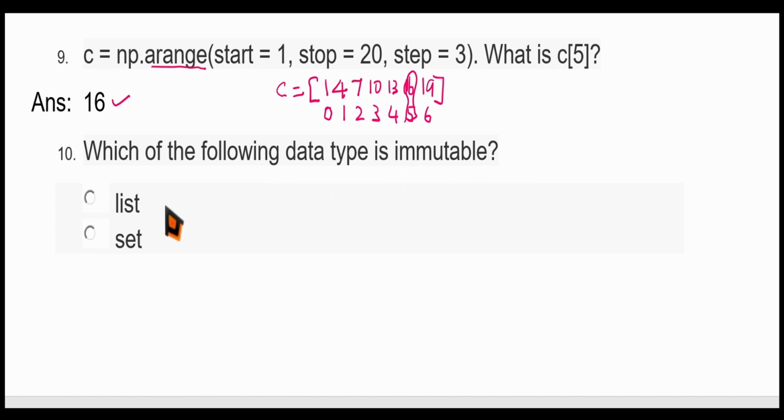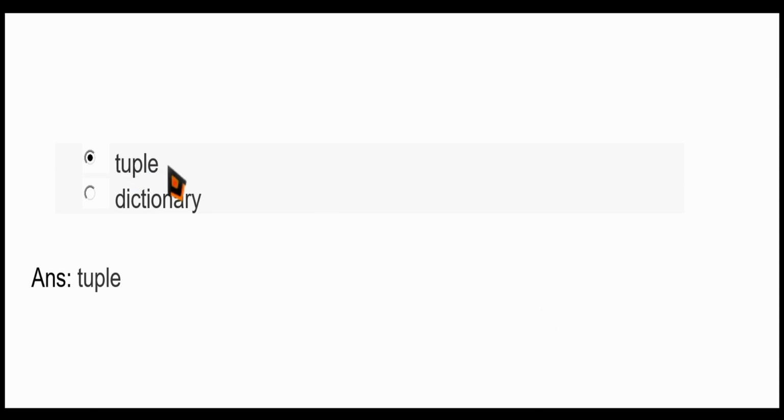Immutable means it may not be changed by the program. So in the list you can add values, you can change values. So it is mutable. In the set also you can add values. So it is also mutable. It is not correct. But in the case of tuple, you may not change the values. So it is immutable. So this is correct. In dictionary also you can update the values. So it is mutable. So answer is tuple.